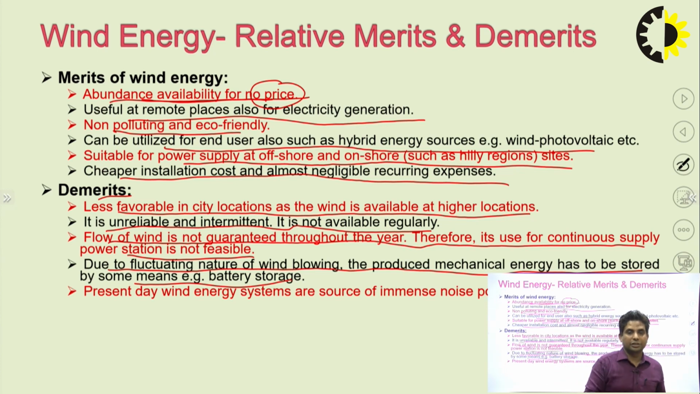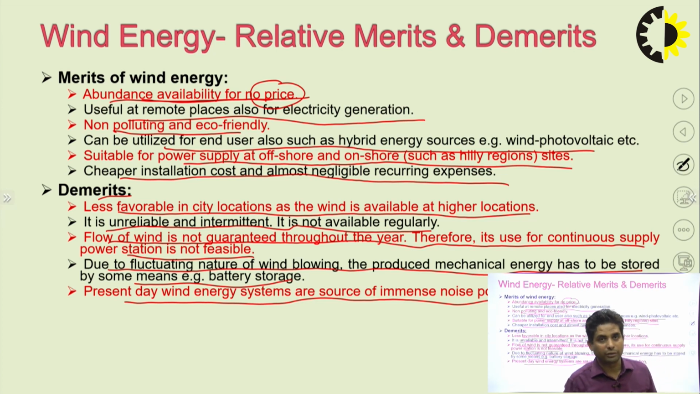If wind generation is happening, electricity is produced, and we have to store that produced electricity, and this storage is done by batteries. Present day wind energy systems are sources of immense noise pollution. Definitely some noise is created, because when the turbine windmills rotate, some noise is created. That's why they have stated offshore location.